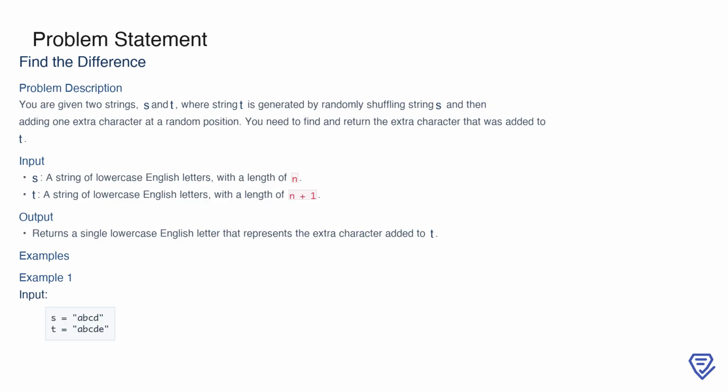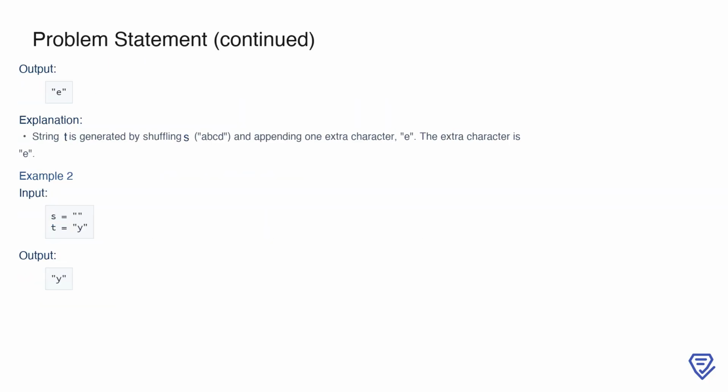The input consists of two strings. s is a string of lowercase English letters with a length of n, while t is also a string of lowercase English letters but has a length of n plus 1. The output is a single lowercase English letter, representing the extra character that was added to t. For example, if s is ABCD and t is ABCDE, you need to determine that the extra character is e. In this example, the output is e.